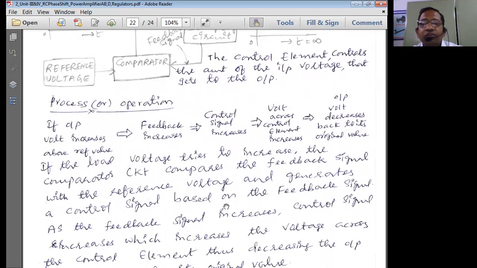So what is the flow that you're going to have? The first condition we can take is: if the output voltage changes above the reference value, then what happens? See here, what is the main point? The output voltage should be kept constant. Now, all these operations happen in very quick succession. Very quick means what? In less than 1 microsecond, all these operations get processed.